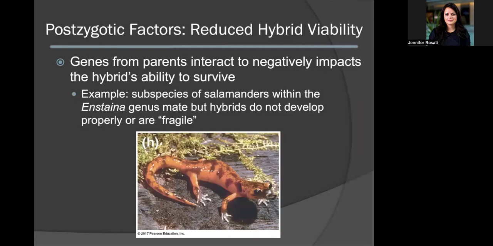We're now going to take a look at postzygotic factors. Remember, these are factors that come into play after a zygote has formed. One of these factors is reduced hybrid viability. Genes from parents between different species usually interact negatively to impact the hybrid's ability to survive. An example of this is looking at subspecies of salamanders within the Ensatina genus. Different species may be able to mate with each other, however, these hybrids do not develop properly or are very fragile and not very adaptable to their environment. Thus, they have a very low viability or survival rate.